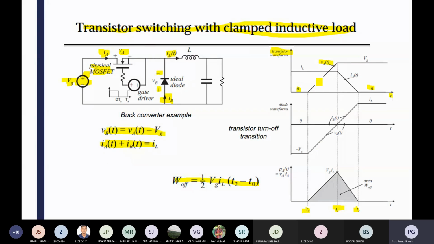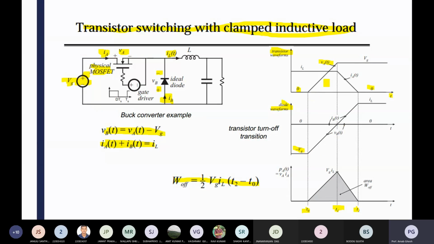Okay, so in the case of the transistor, what is the diode voltage? Negative Vg means it is definitely the blocking voltage. Blocking voltage means negative Vg is there. Then what happens? That voltage gradually goes up until it is maximum, so the transistor voltage is maximum. So the diode voltage will be minimum, meaning it comes to zero. So it goes from minus Vg up to zero.